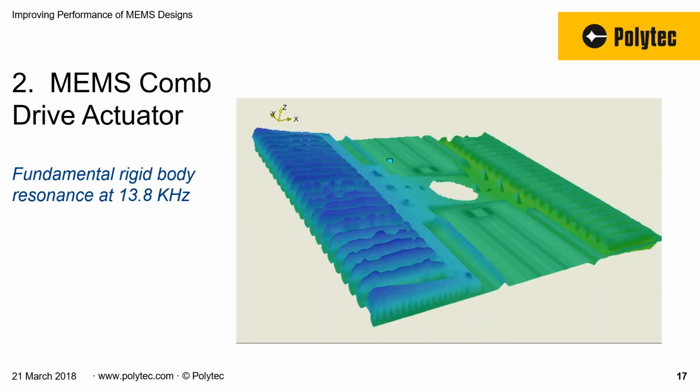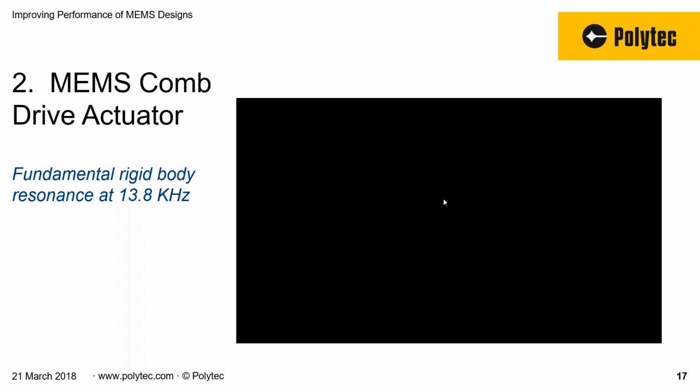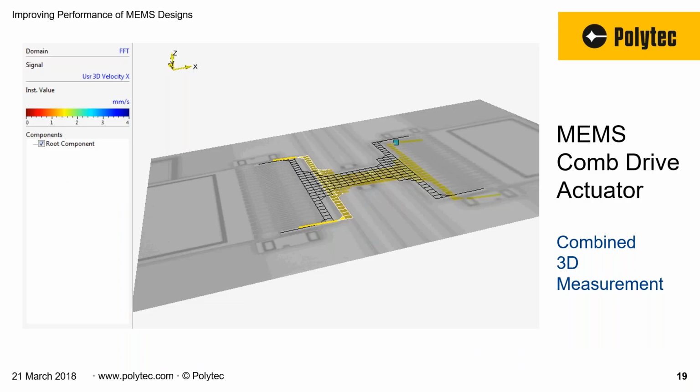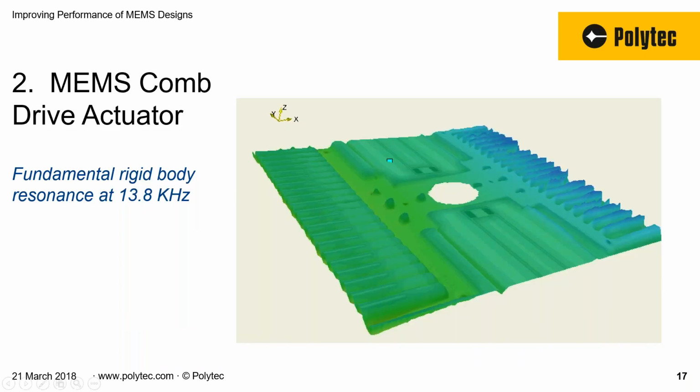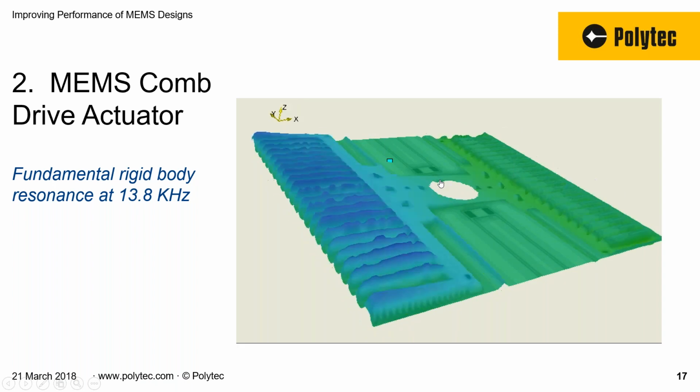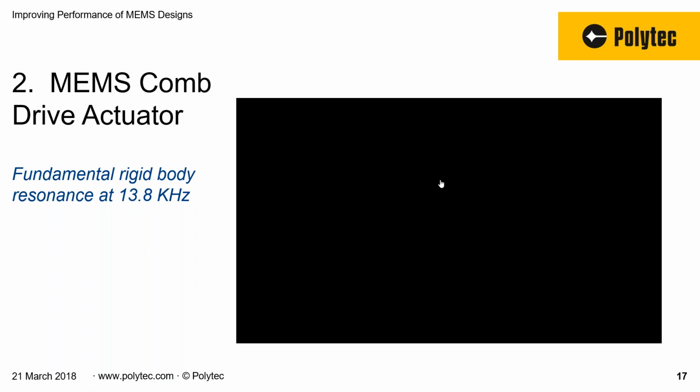Then the end result is a deflection shape. This is showing you, let me go back one, the deflection shape for this device at the fundamental frequency of 13.8 kilohertz. You can see that's 30,000 points measured on the structure, and we can map out in detail what that deflection shape looks like. That 13.8 kilohertz is an in-plane mode.